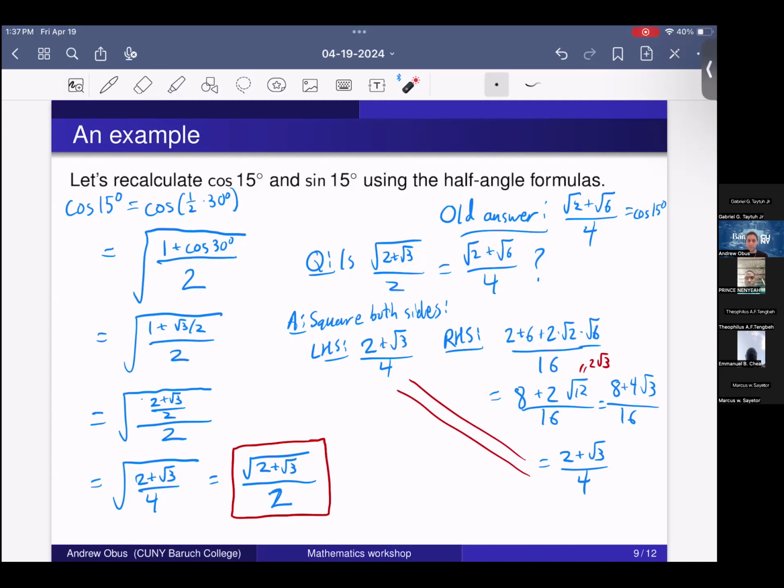Yes, question? Emmanuel. Yeah, no, I got it. The 15, yeah, it was 30 divided by 2. Now you got it, 15. Exactly. Thank you. So that's what we have here, cosine of 1/2 times 30 degrees. So here, what's being used is the half angle formula.